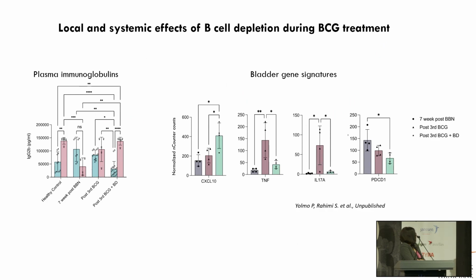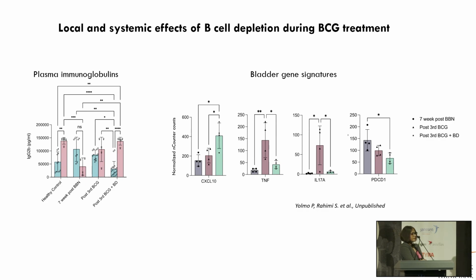We also profiled the plasma immunoglobulins, and we see the memory B cell population increasing because IgG2b is mainly secreted after class switching in the memory B cell population. So we see that happening as a result of BBN exposure, as well as a result of BCG treatment, and as a result of increased lymphopoiesis in female mice, because B-cell depletion does initiate lymphopoiesis. So we are seeing that effect very clearly.